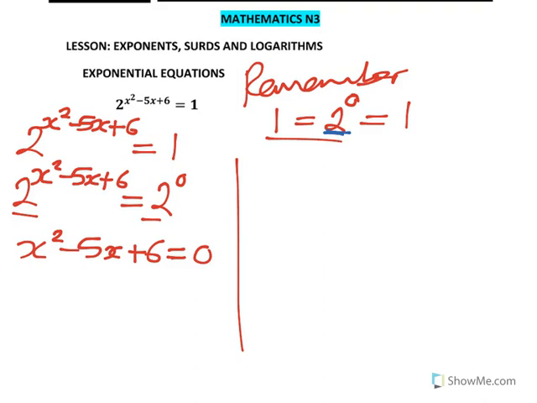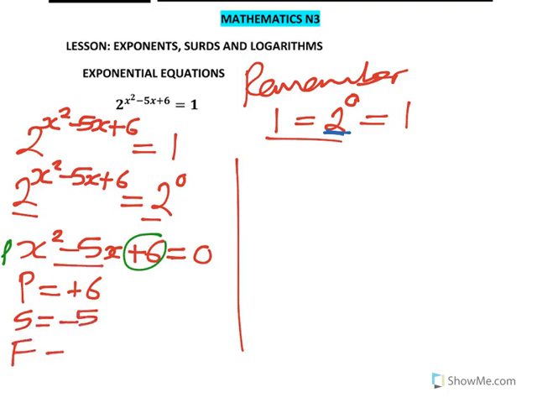Now again, you use your product and sum. What is your product here? Remember, your product is the number before x squared, which is 1, and 6. When you multiply 1 and 6, you are going to get plus 6. Your sum is the number at the center, which is minus 5, and your factors are two numbers that when you multiply, you get plus 6, and when you add, you get minus 5. Those two numbers are negative 3 and negative 2.